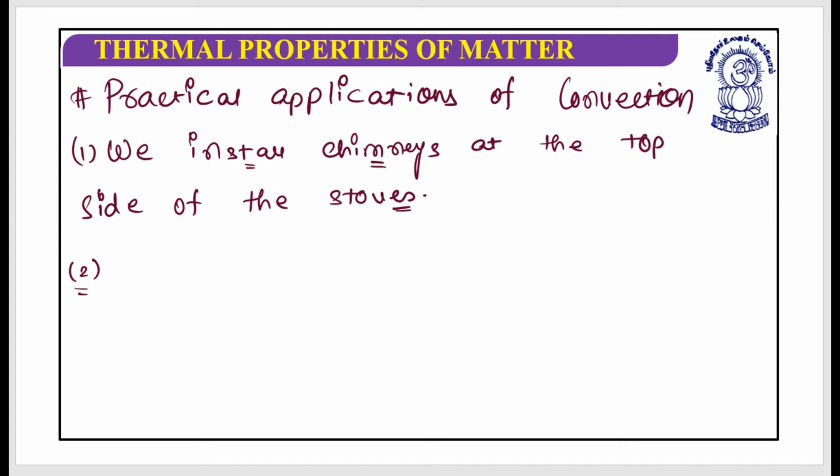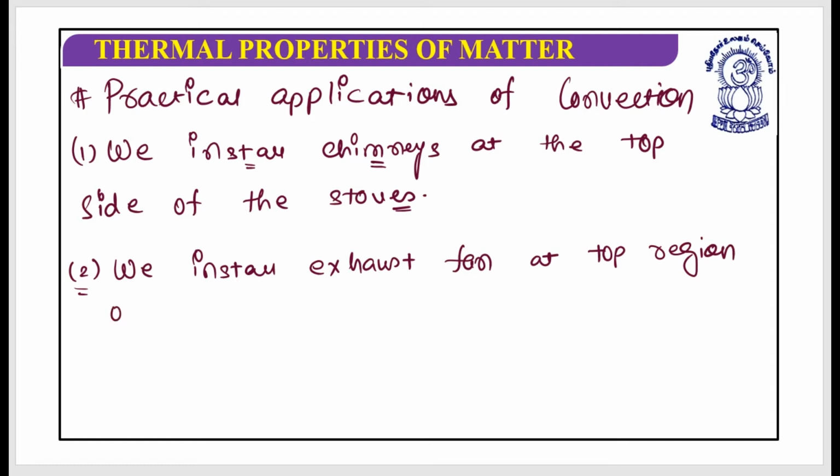Even you can understand this, that we install exhaust fans at the top region of a room. Yes, if you have seen the exhaust fans, they are used to suck all the hot air from that room to the outer region, and we always install them at the top of the region. So this and many more applications of convection are there.